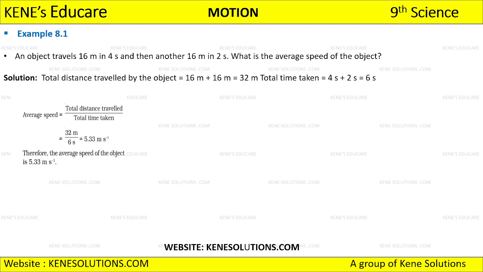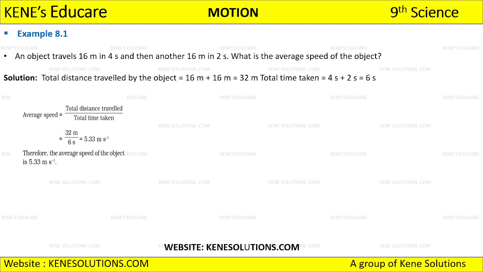So for the average speed of the object, if you can see, the total distance traveled is 32 meters, because first it travels 16 meters and then another 16 meters, so 16 plus 16 becomes 32. That is why the total distance traveled becomes 32 meters, and the total time taken is, earlier it took only 4 seconds and then 2 more seconds were added, right? So it becomes 32 meters divided by 6 seconds, and when we calculate this we get the answer 5.33 meter per second. Therefore the average speed of the object will be 5.33 meter per second.